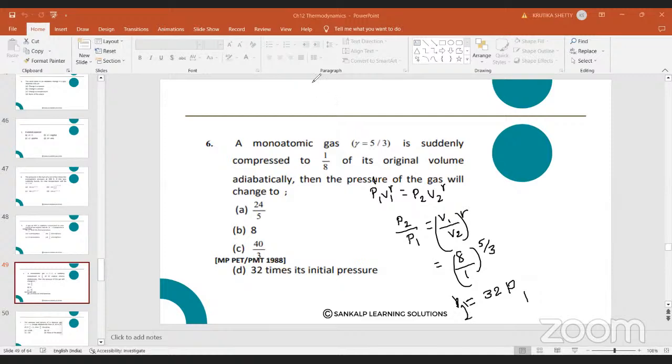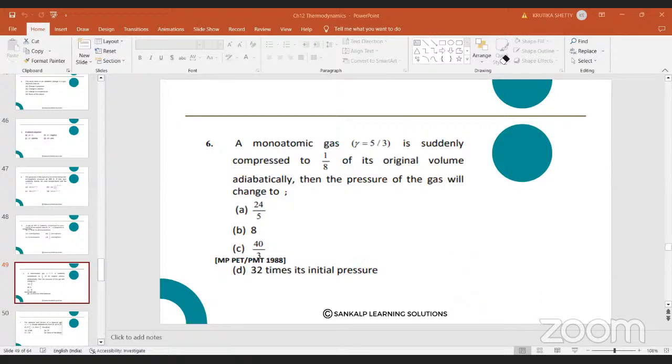Is it clear now? I hope the voice is clear and the solution is also clear to you. Option D. Yes, both are clear. Okay, done. Let us go to the next question.